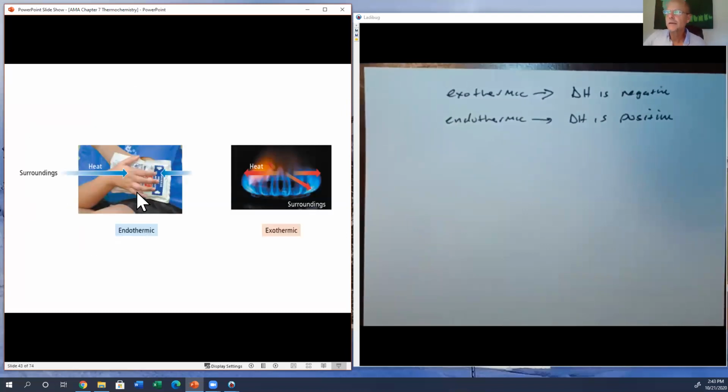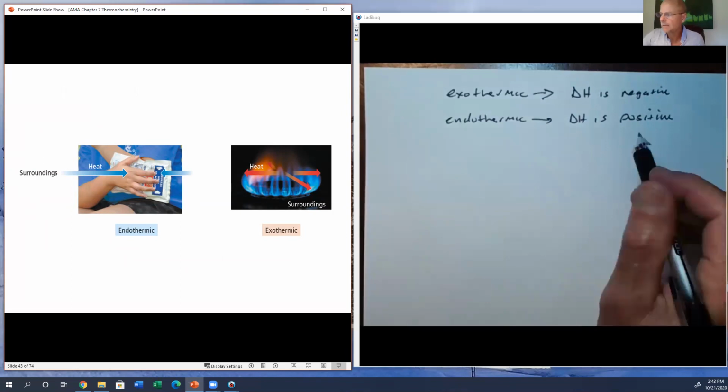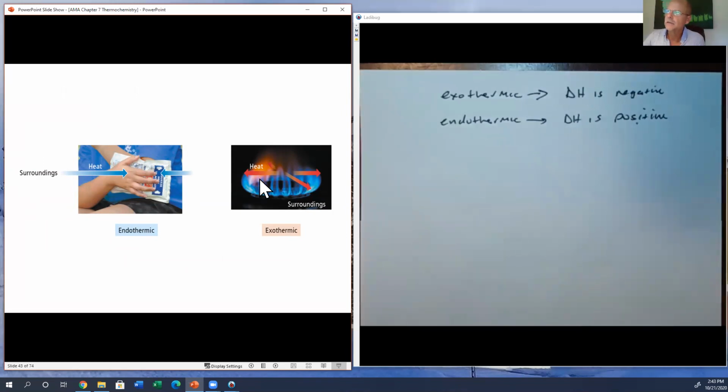So for example, a chemical cold pack, right? Like the kind that we've talked about previously to ice athletic injuries, energy comes into the system, right? That's endothermic. So that would be positive delta H. Burning a natural gas flame, energy comes out of the system. That would be exothermic. Okay, that would have a negative delta H. So positive delta H, negative delta H.